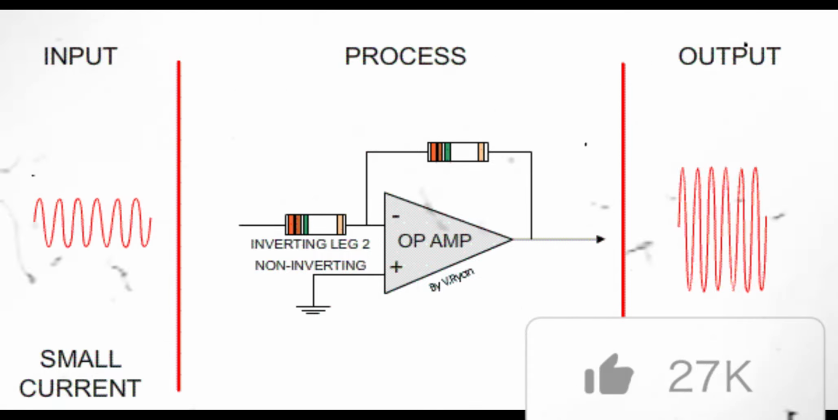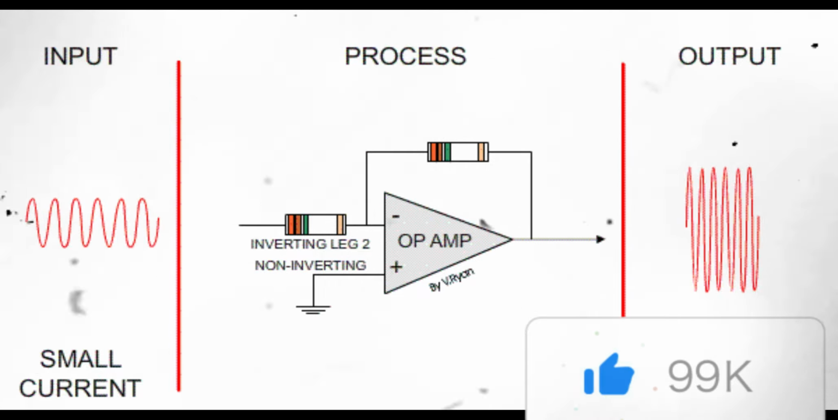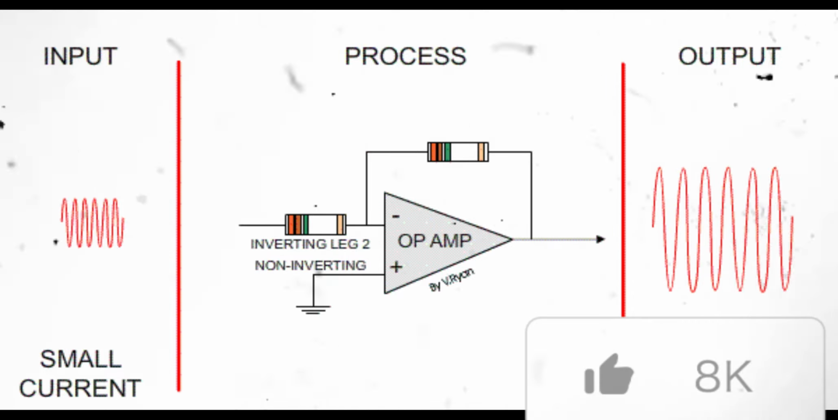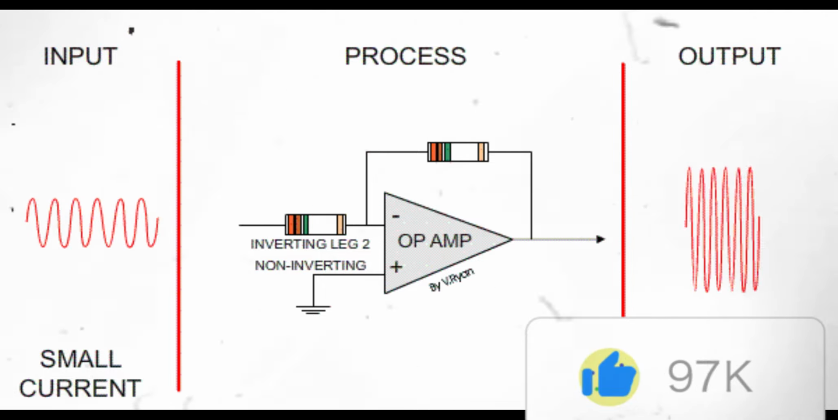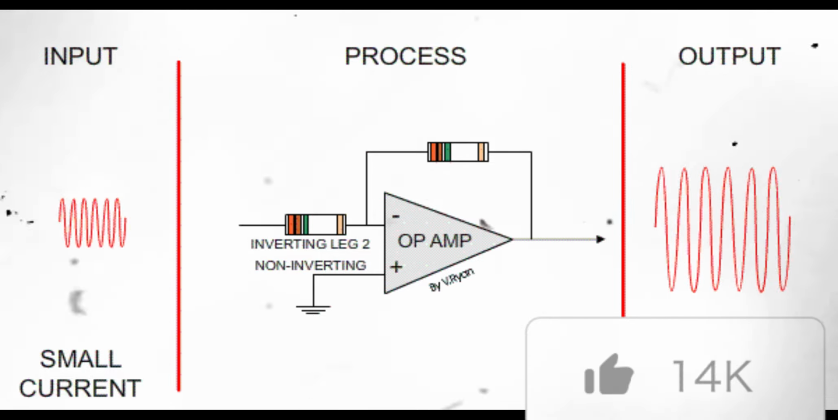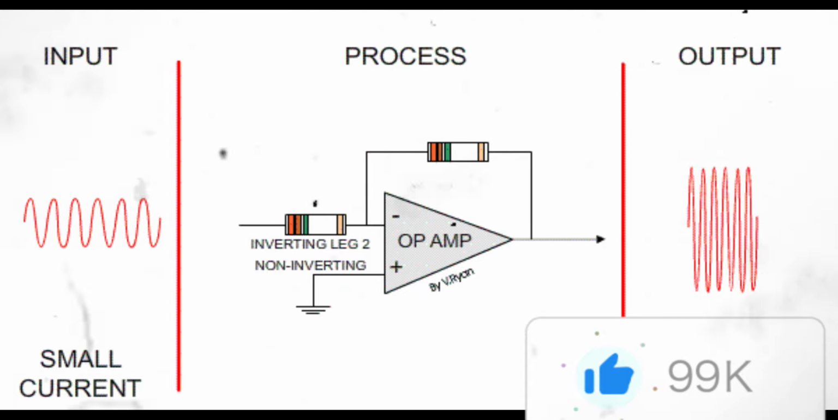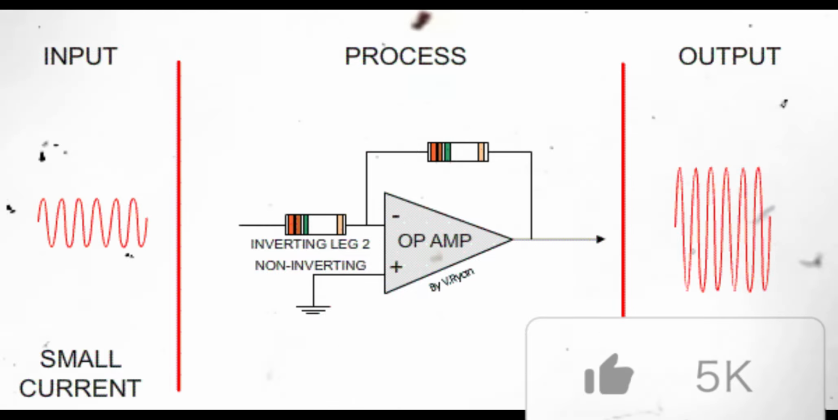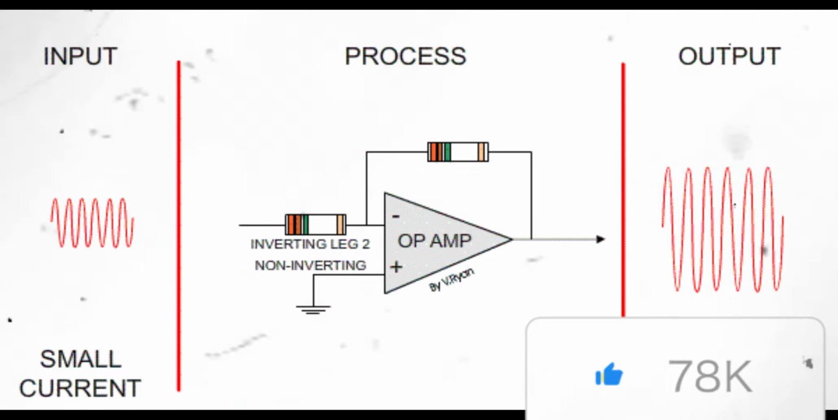Input and output impedance. An op amp's input and output impedance generally shows the relationship between voltage and current. Input impedance shows how much more current will flow as the voltage increases, or how much less current flows when the voltage is decreased.